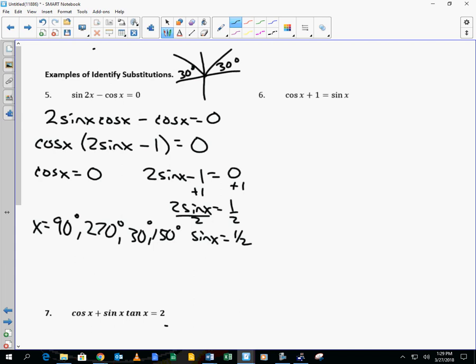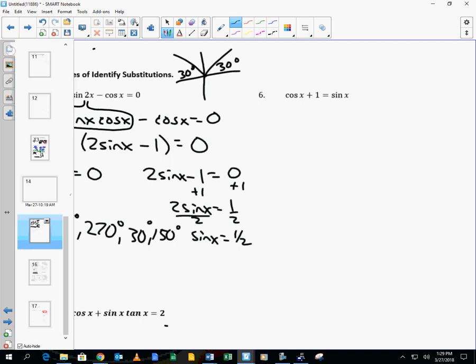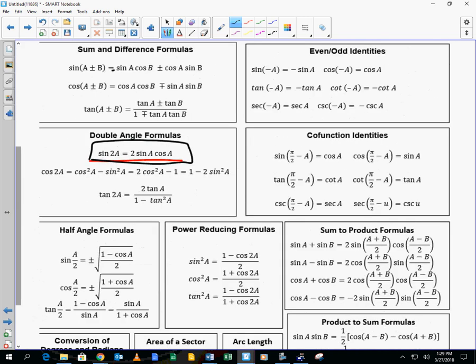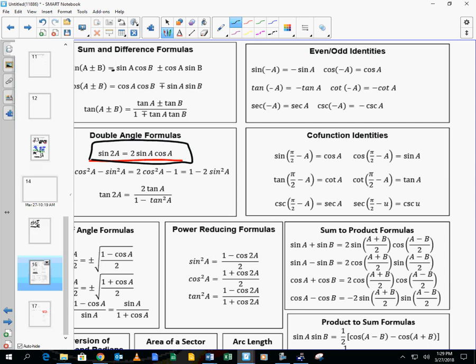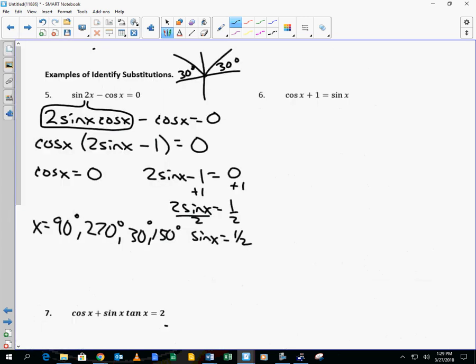I really don't even know. Okay, see sine of 2x there? Right, because it's equal to that. So sine of 2x is 2 times sine of x times cosine of x. Cool.